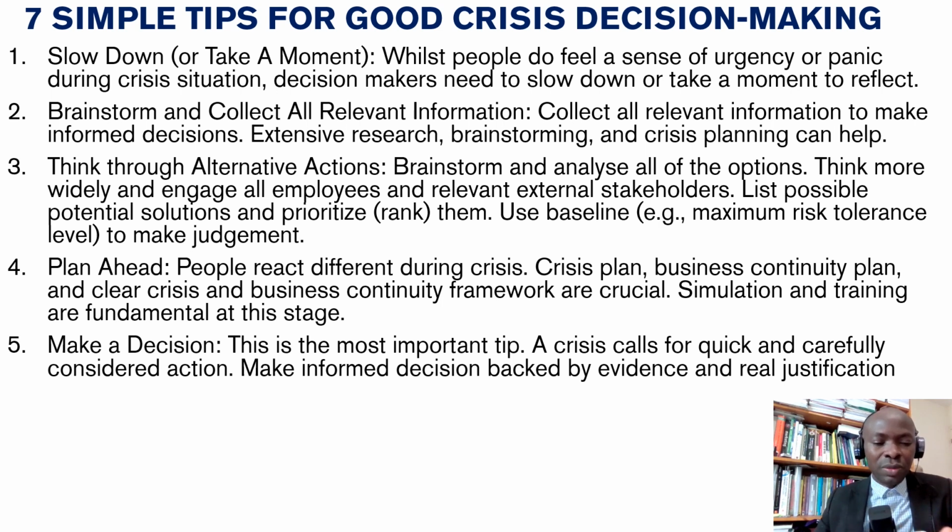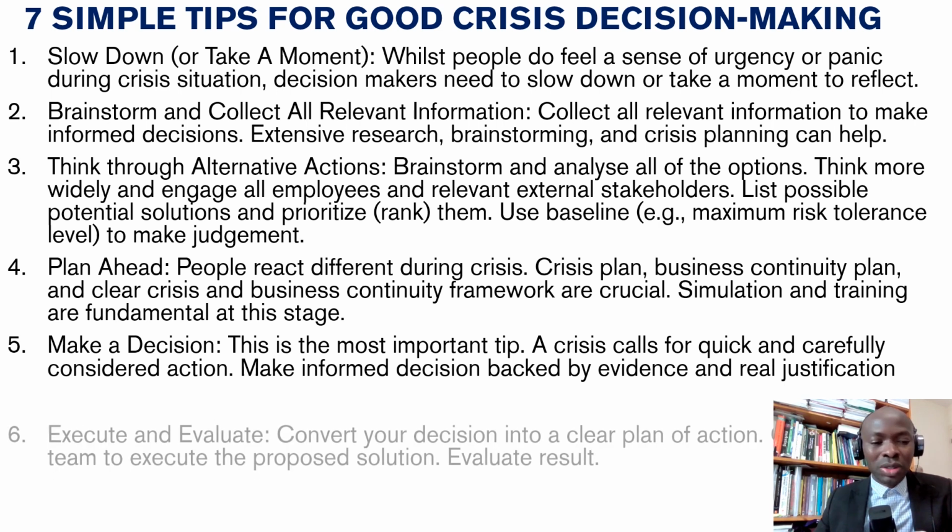Of course, the fifth one is to make a decision. Obviously, this may seem obvious, but this is the most important tip. You actually want to make a decision. Sometimes organizations just leave it and just keep it rolling. A crisis calls for a quick but careful, considered decision. So you want to make that informed decision that is backed by empirical evidence and justification. This is really important stuff.